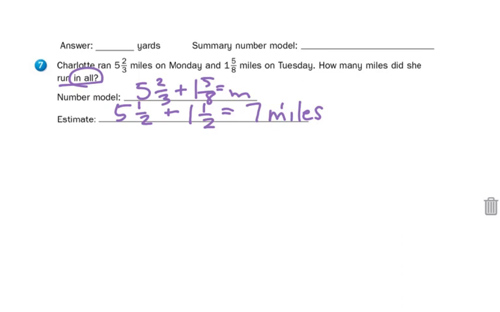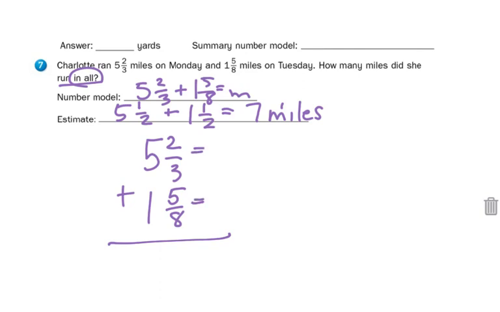Let's go ahead and write this down vertically. 5 2/3 plus 1 5/8. I'm just going to multiply the denominators times each other. 8 times 3 is 24. So I'm going to change each one to 24ths. I'm going to multiply by 8 in the top fraction. Whatever I do to the denominator, I must do to the numerator.